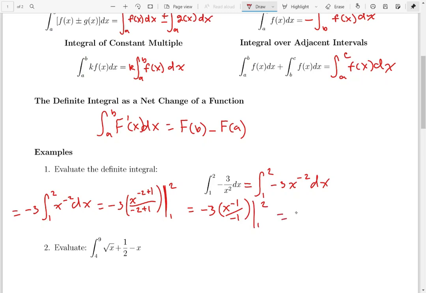Well, that's then going to give us negative 3 divided by negative 1 is positive 3, so this is 3 over x from 1 to 2. And so that's then going to be 3 over 2 minus 3 over 1, where you just plug in each piece. And so 3 halves minus 3 over 1, I need to find common denominators. So 2 over 2. 3 minus 6 is going to be negative 3 halves. And so that is our net change between 1 and 2 for the function 3 over x.